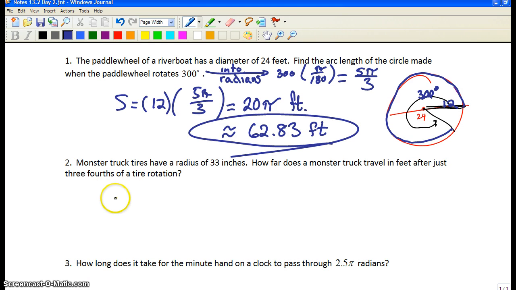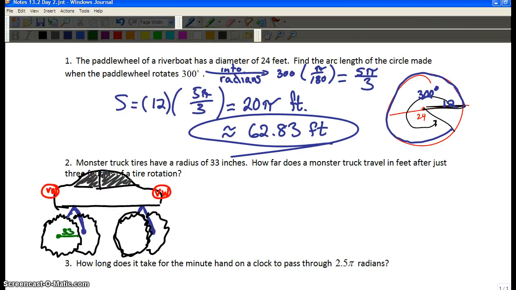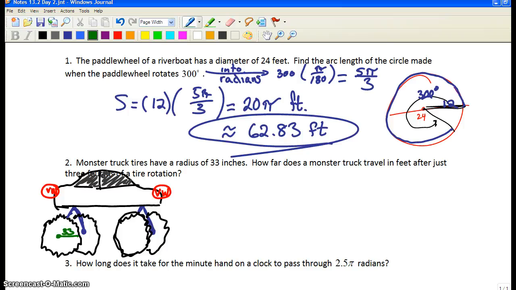All right, go ahead and read number 2 and get started. Give it a go and see where you're at. A monster truck has a radius of 33 inches. How far does a monster truck travel in feet? Guys, notice in feet. I underlined the wrong thing. So in the end, we need it in feet. You can do your calculations in inches with 33, but eventually you need to turn it in feet.